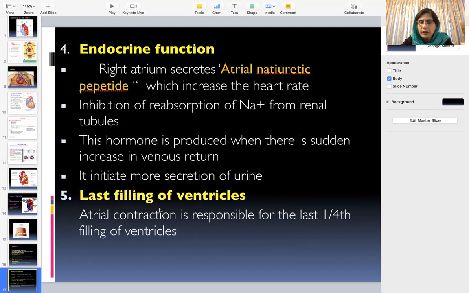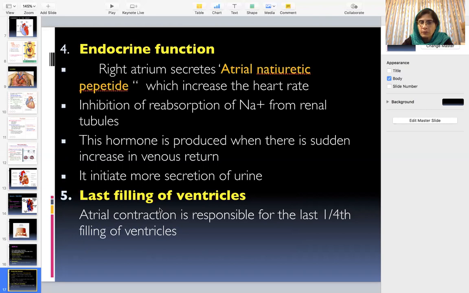Then the fourth function of the atria is that it has an endocrine function. Endocrine function means it secretes a hormone, right? The atrium secretes a hormone called atrial natriuretic peptide, ANP. It is released from the right atrium whenever there is increased venous return.